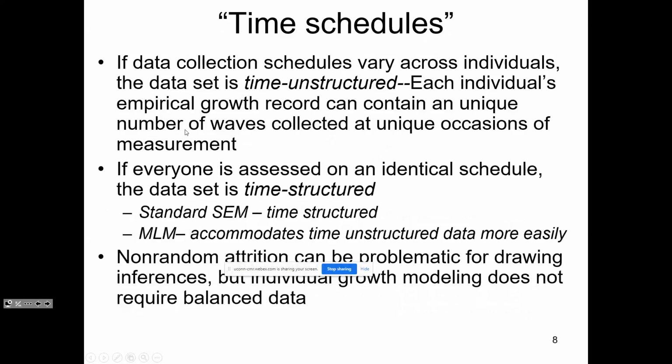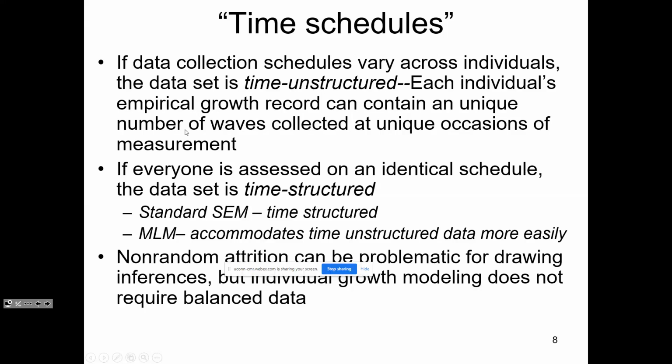So there's a lot of conversation in the growth curve modeling literature about time structured versus time unstructured data. So if everybody's assessed on the same data collection schedule, which is really going to boil down to meaning that the difference in time between time 1 and time 2 and time 2 and time 3 is the same for everybody.